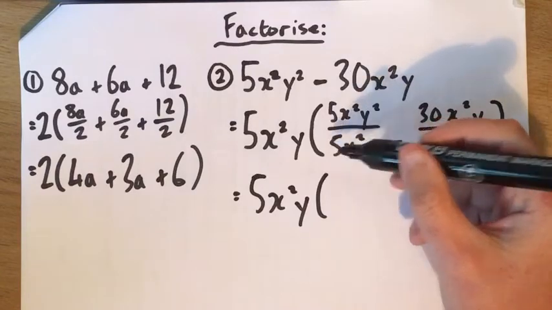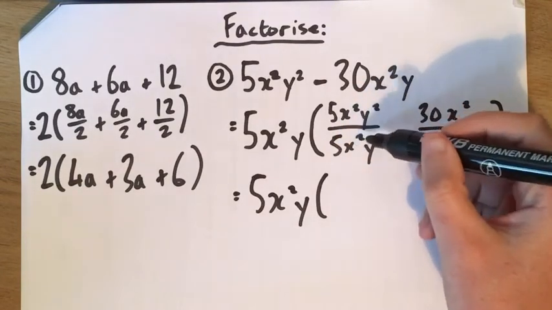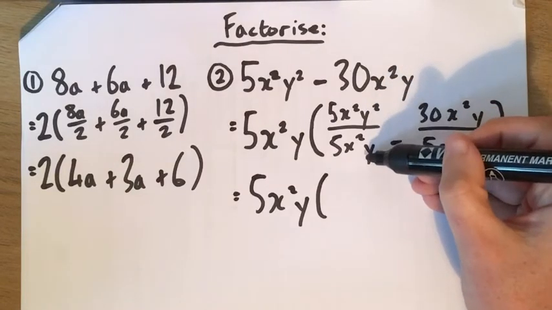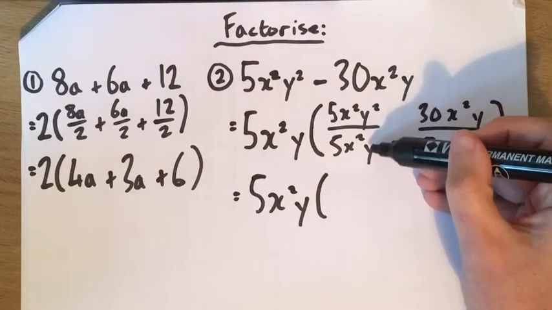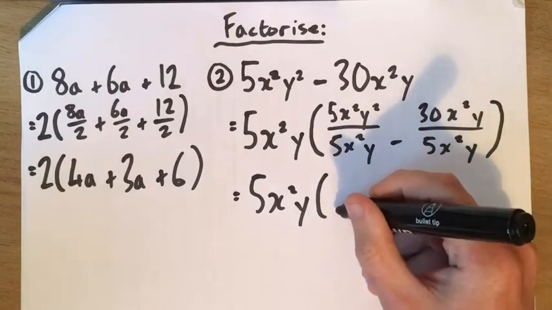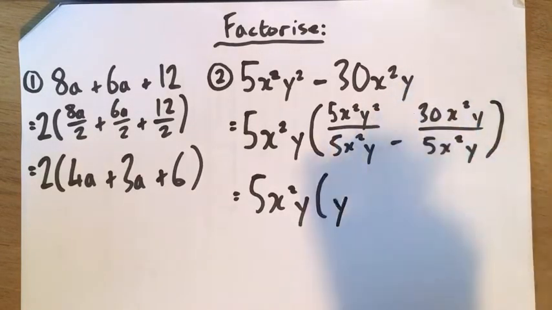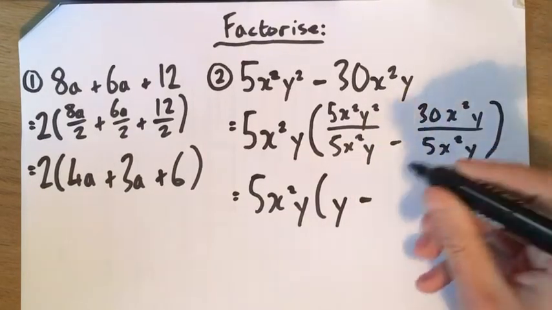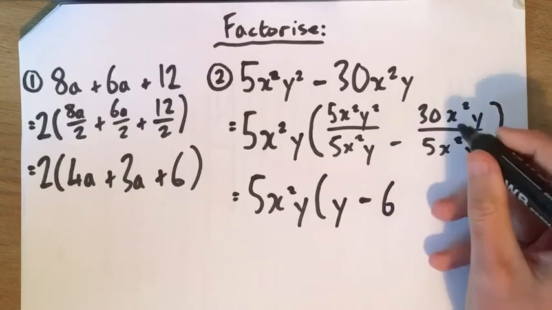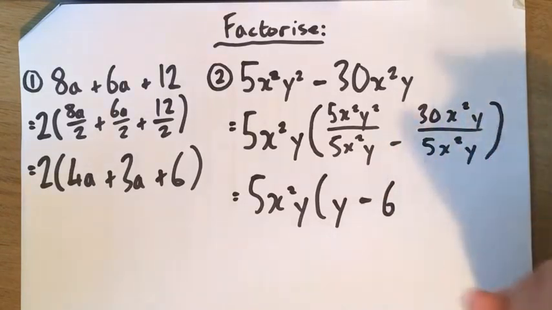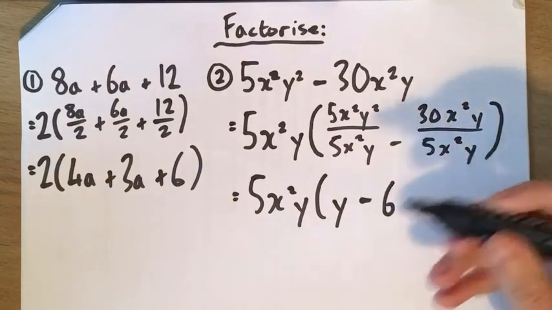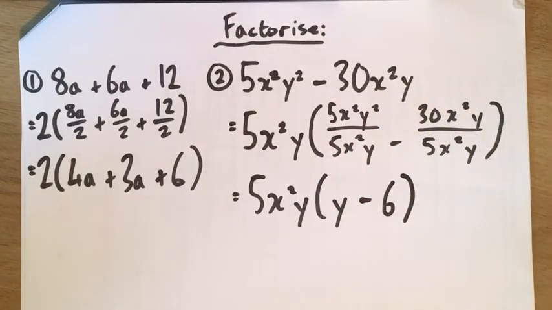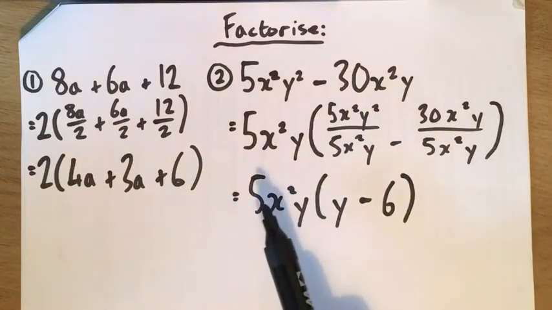5 divided by 5 is 1. X squared divided by x squared is also 1, or cancels. Y squared divided by y: y to the power of 2 divided by y to the power of 1 is just y, or y to the power of 1. You can write it either way. Minus 30 divided by 5 is 6. X squared divided by x squared is 1, or it cancels. Y divided by y is 1, or it cancels. So I'm done. Again, multiply it out to check it if you want.